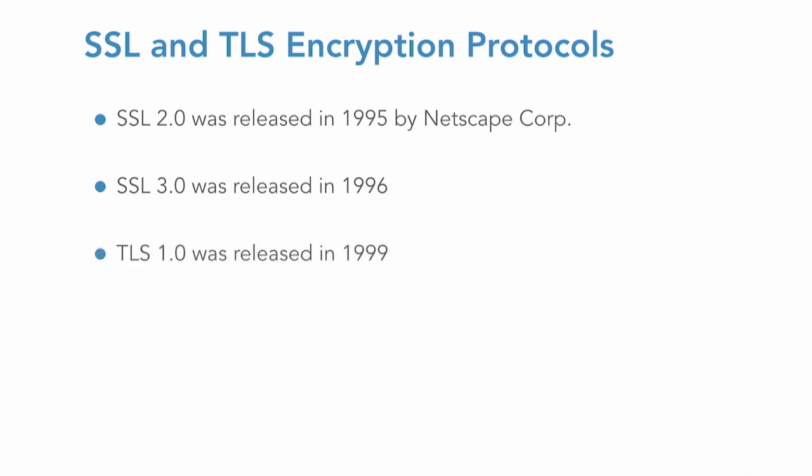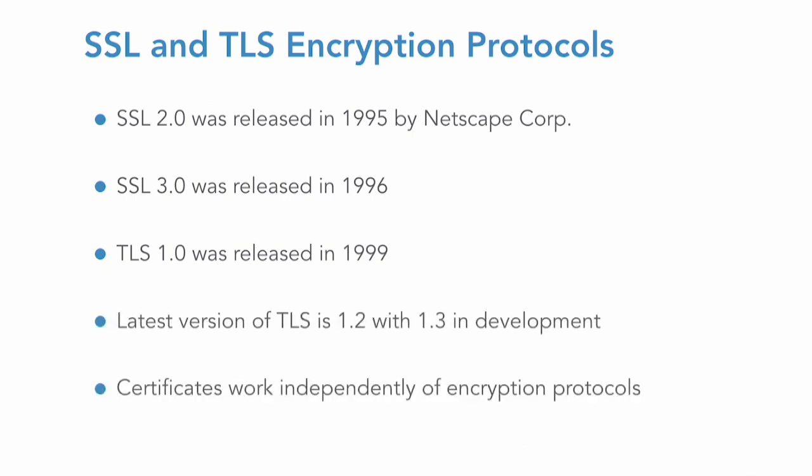TLS replaced SSL and all versions of SSL have been deprecated. TLS is based on SSL version 3, but different enough that they do not interoperate. The current version of TLS is 1.2. Certificates, however, work independently of the encryption protocol.